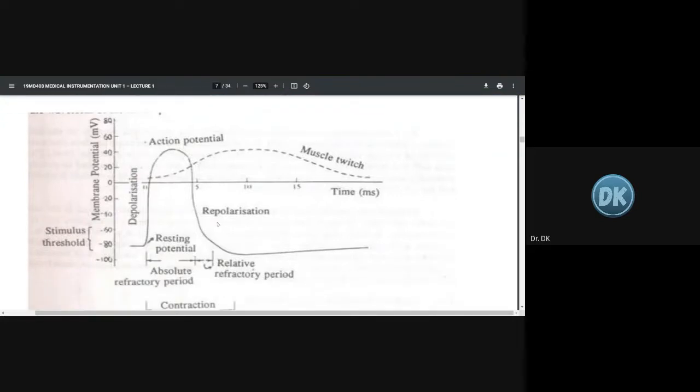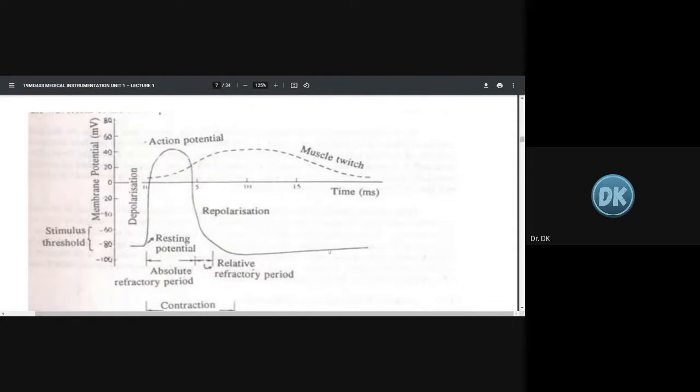When you study electromyography, you will study about this in detail, which you'll be studying in your second unit. Yes, you will be studying in your second unit. Anyway, I'll explain this graph. So here you have this action potential curve, right?